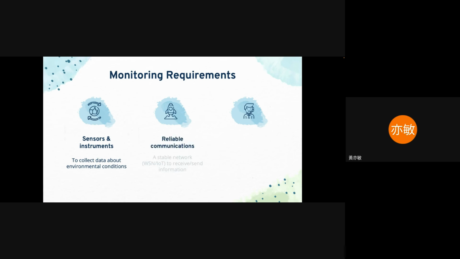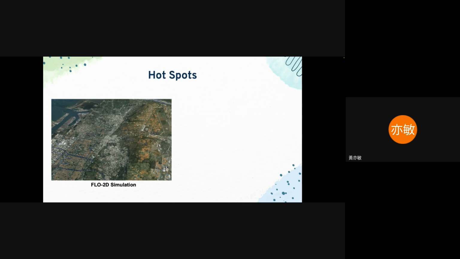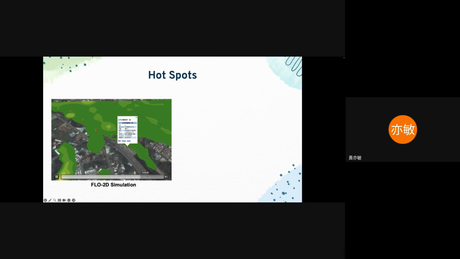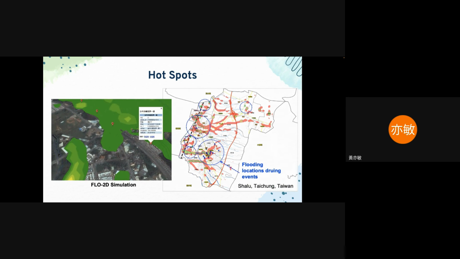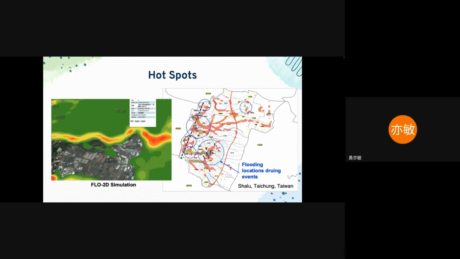So we need the sensors, we need the reliable communication, we need a real-time response. This is just similar to the previous slides. So for the scenario here, the video shows the middle part of Taiwan. Where are the hotspots of the urban flood? Well, you can make the analysis based on the case studies, or you can just run the simulation like I show you here in this video. And we can see that for each hotspot, we can predict how deep the flood could be.